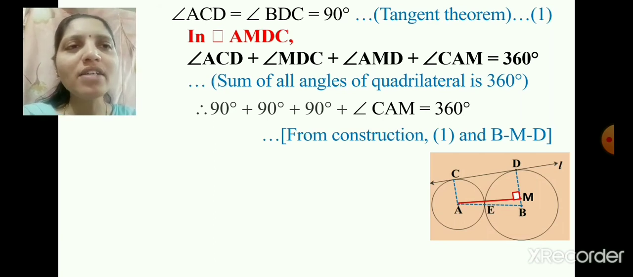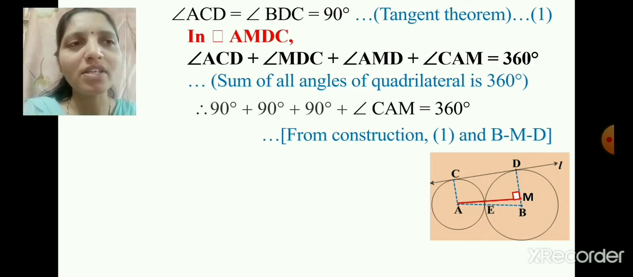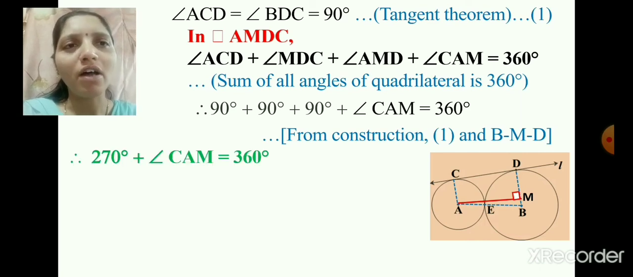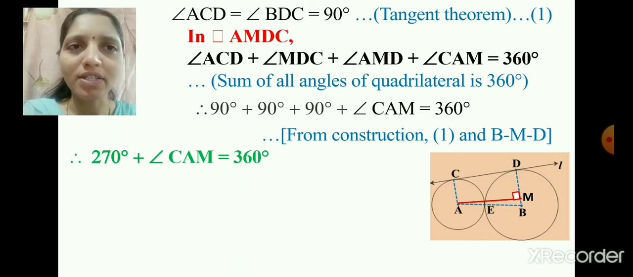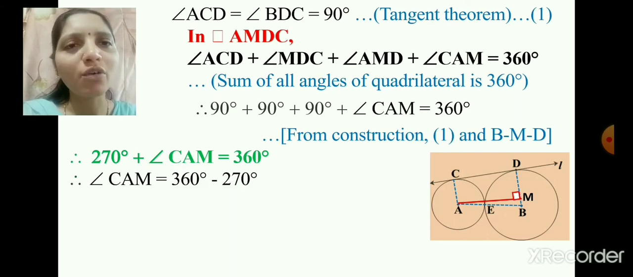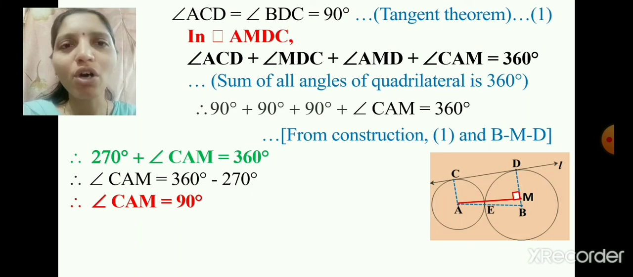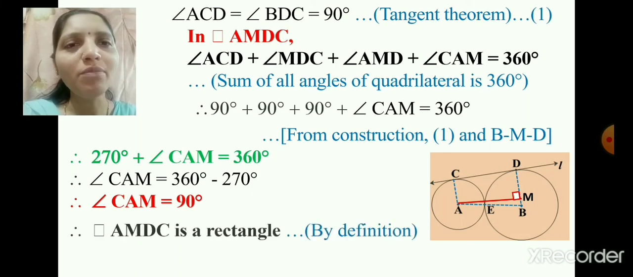Reason you will write as from construction, from equation 1 and points B, M, D are collinear. So these are the reasons for this equation. Now add these 90 degree plus 90 degree plus 90 degree, we will get 270 degree plus angle CAM, that is equal to 360 degree. So angle CAM is equal to 360 degree minus 270 degree, that is equal to 90 degree. So we got the measure of angle CAM, that is 90 degree.